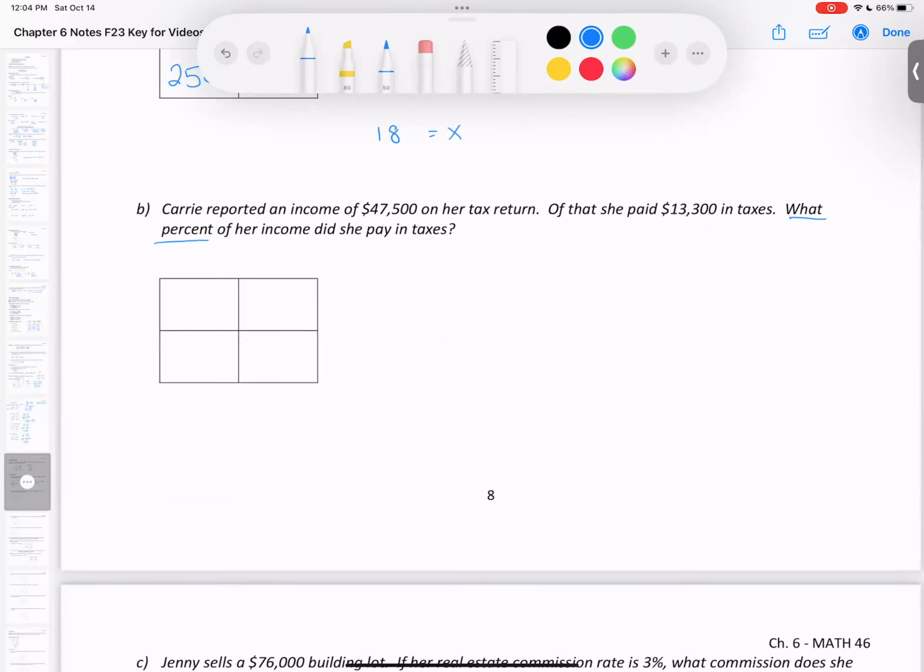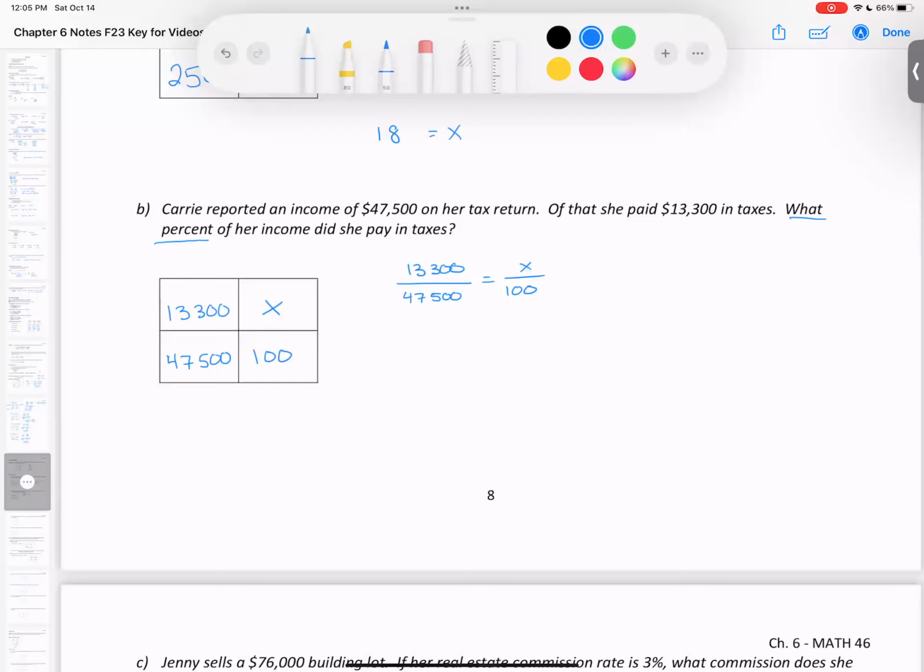All right, so let's fill out this box. We're looking for the percentage, so that's going to be out of 100. She reported an income of $47,500, and of that she paid a portion in taxes. So 13,300 is our amount, and that means 47,500 is our base. So we can set up our fractions: 13,300 divided by 47,500 equals X over 100. Now that you have your fractions set up, pause this video and see if you can solve for X.